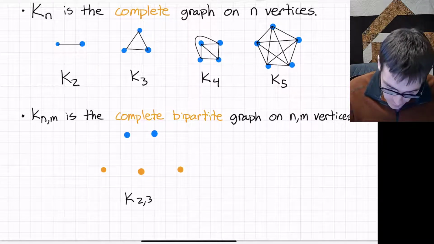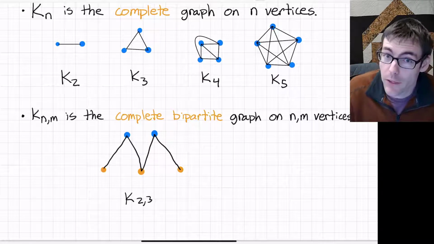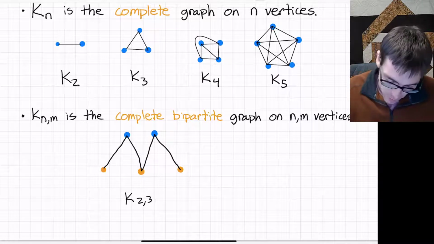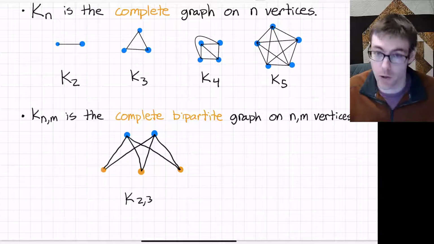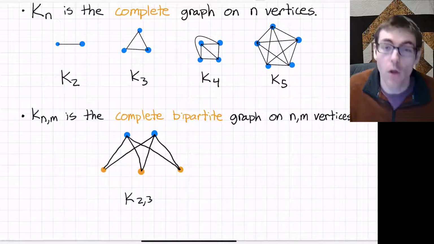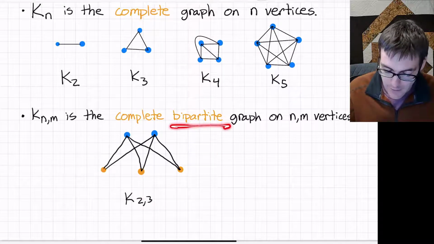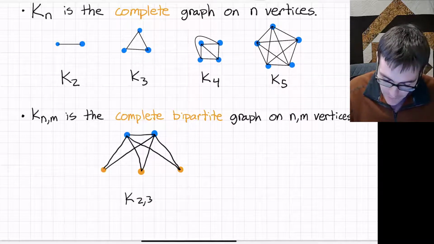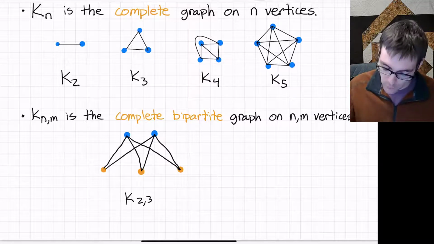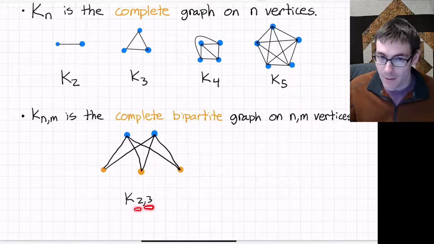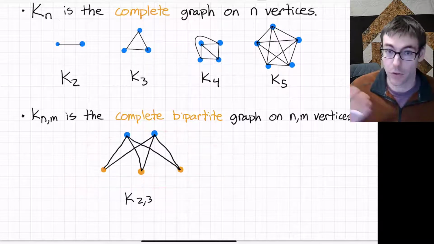So if I start drawing edges, this, for example, is certainly a bipartite graph. However, it's not a complete bipartite graph until we have all possible edges drawn. Now I've drawn all of the edges that I can in this graph while maintaining the fact that it's bipartite. If I drew in another edge, it's not bipartite, so I'm not going to do that. So for any given choices of n and m, this is specifying a particular graph.